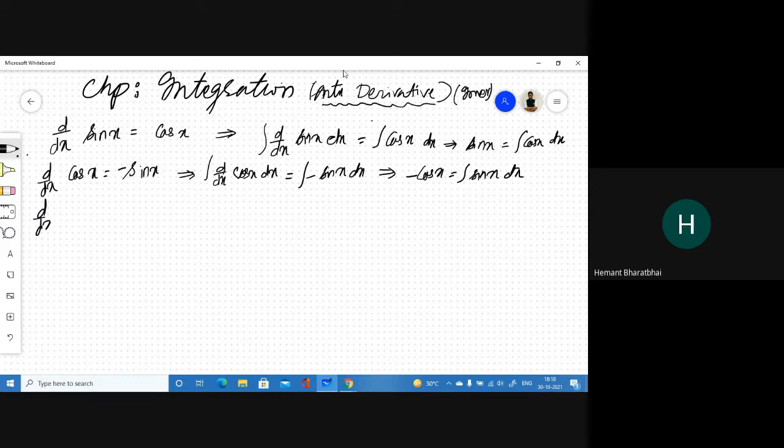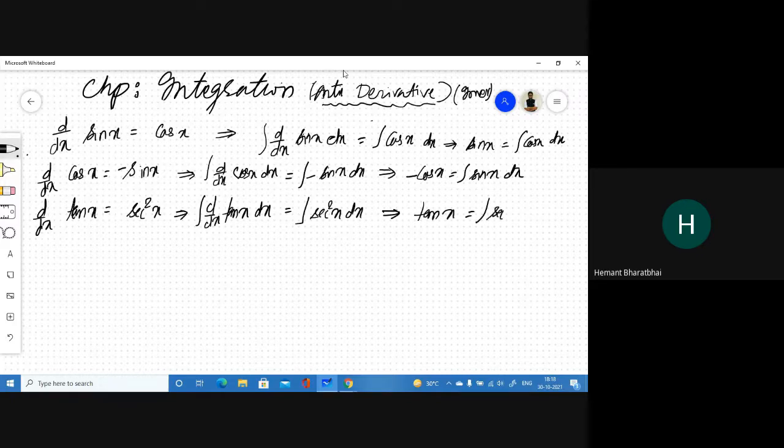If I say derivative of tan of x is sec square x, so now taking integration on both the sides, d dx of tan of x dx is equal to integration of sec square x dx. So now derivative and integration get cancelled and I'll get tan of x. So integration of sec square x dx is nothing but tan x. The derivative of tan is sec square, so integration of sec square will be tan, and so on.